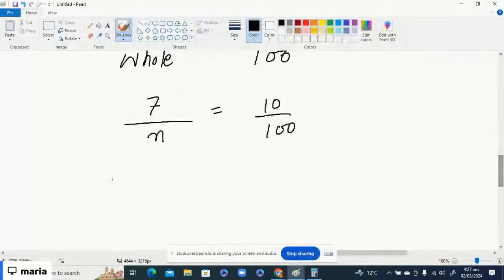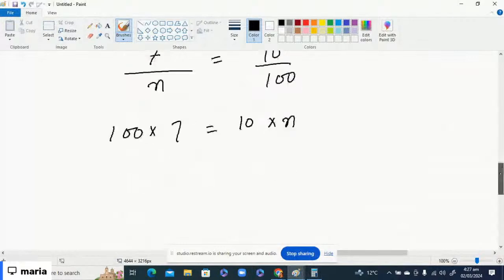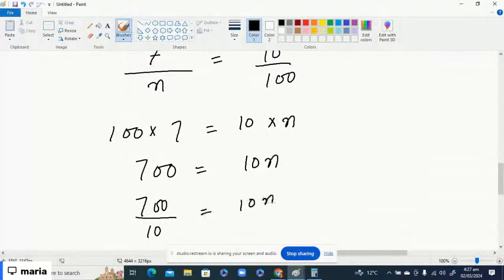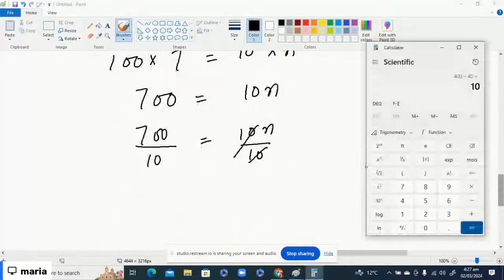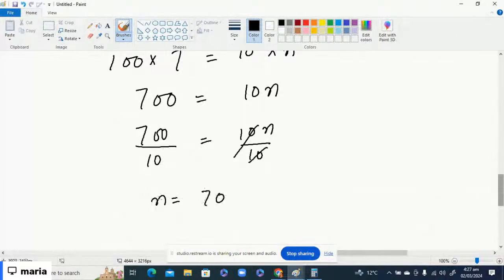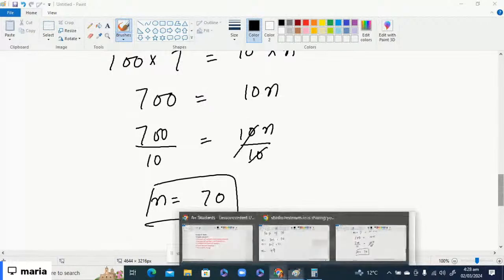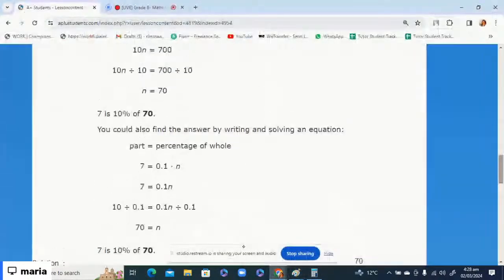Cross multiply 100 times 7, 10 times n. This becomes 700. This becomes 10n. Dividing on both sides with 10. So 10n over 10. So what is the answer? 700 divided over 10, which is 70. So we can say that n is equals to 70. That is basically your whole. So 7 is whole. Basically you can say that this would be 70. Okay, so this is the answer.